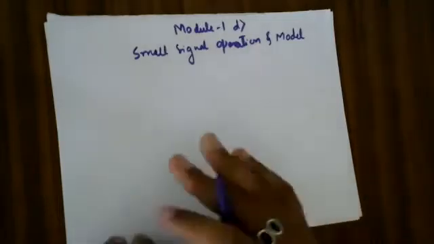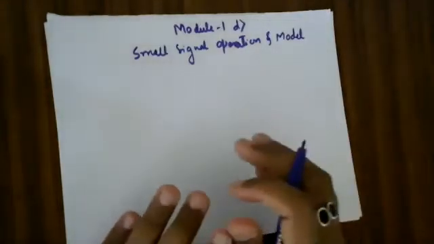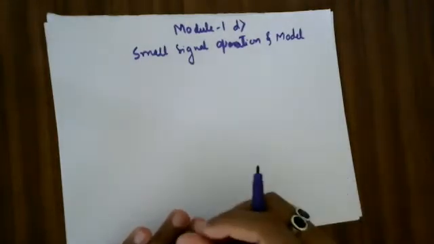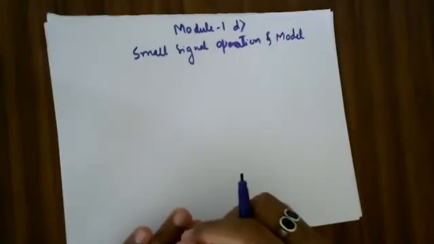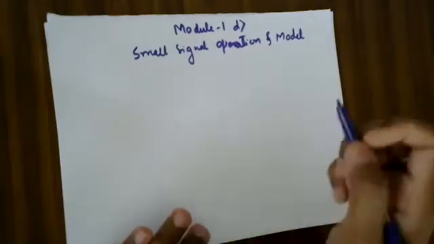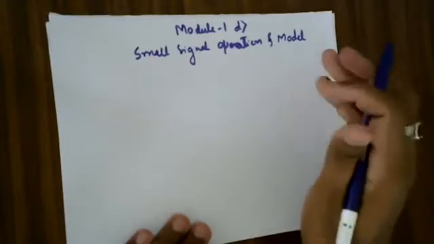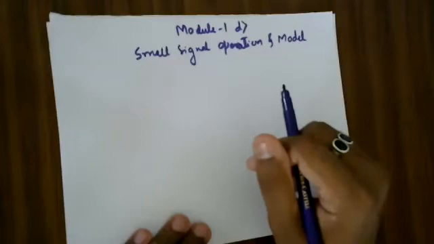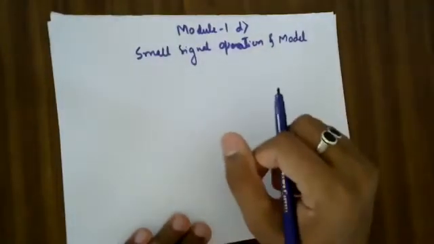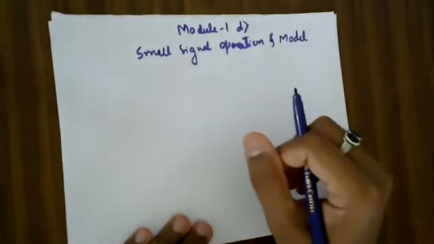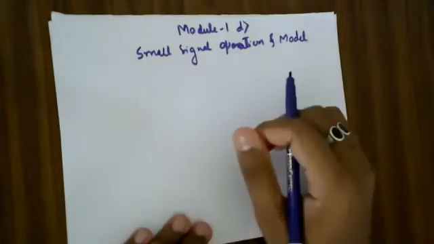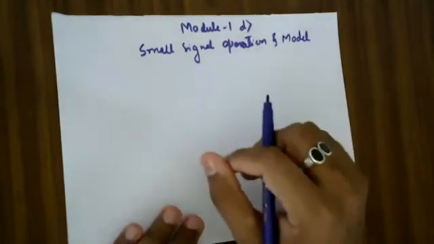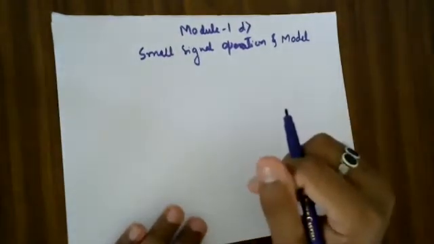So what are we going to study in this particular bit? Frankly speaking, we will be working on only one concept, that is the modeling of our MOSFET to work like an amplifier. We are just going to build a model of our MOSFET, an equivalent circuit model of a MOSFET working like an amplifier.